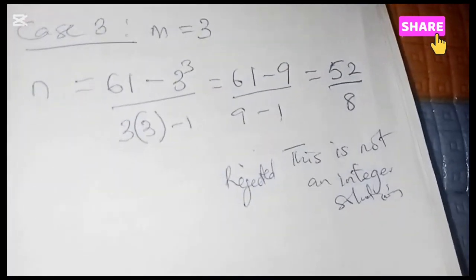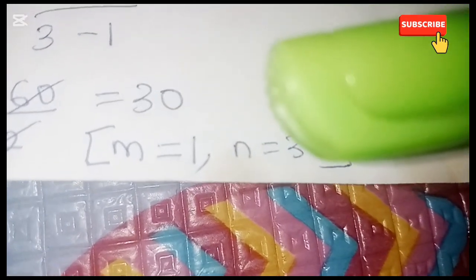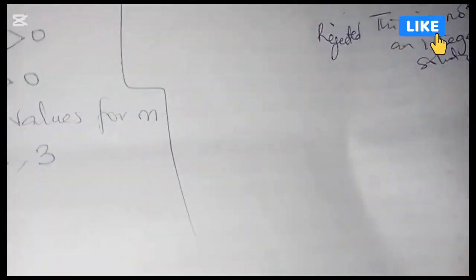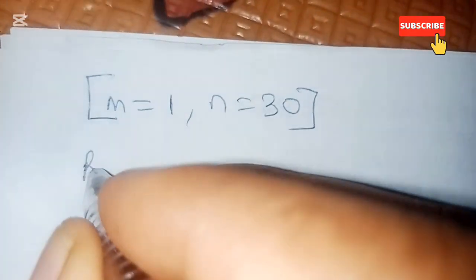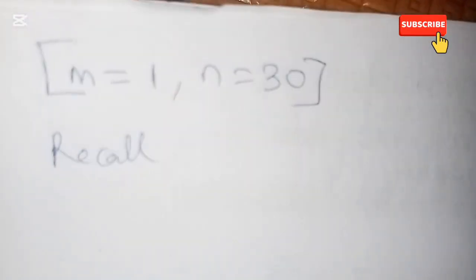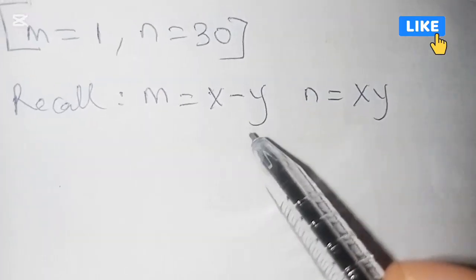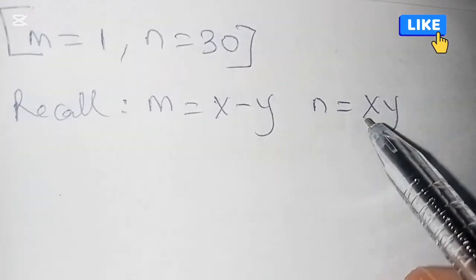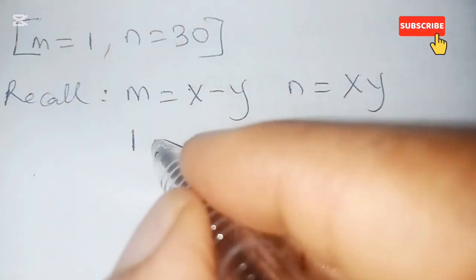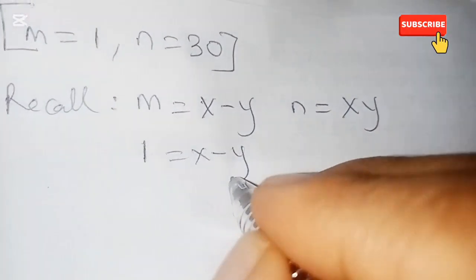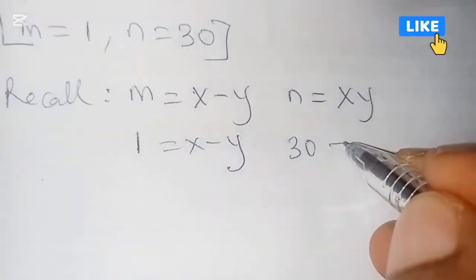Okay, so now we have just this one: when m is 1, n is 30. That's what we'll be using. Alright, so from here we are going to recall that m is equal to x minus y and n is equal to xy. Remember that m is 1 and n is 30.